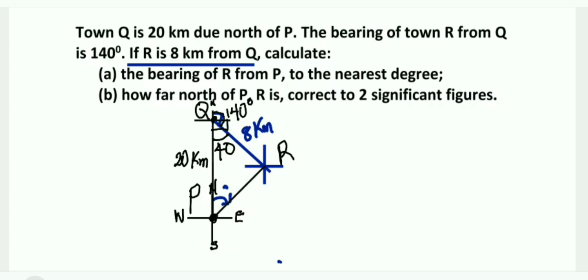Alright. How do we find this angle? Remember, this is what we're looking for. This angle here on P is the bearing of R from P. So I would suggest the first thing we do is to find this distance here. Let's find the distance PR.